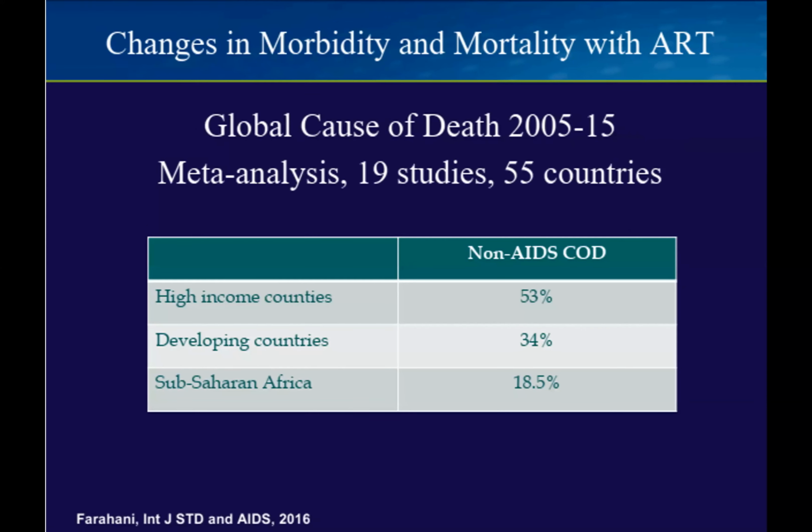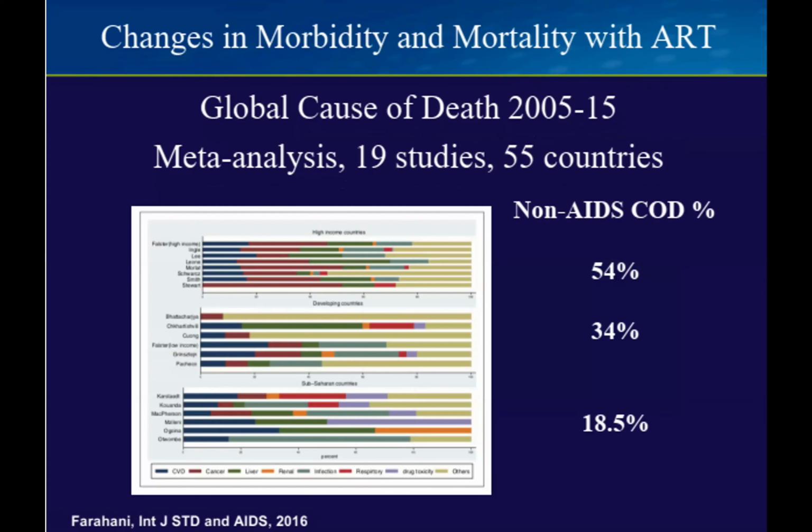This is a meta-analysis from 2005 to 2015 showing morbidity and mortality related to HIV in patients who are on ART. This is the global cause of death. So 54% of the patients, if you see, had non-AIDS related deaths also, and deaths related to opportunistic infections.